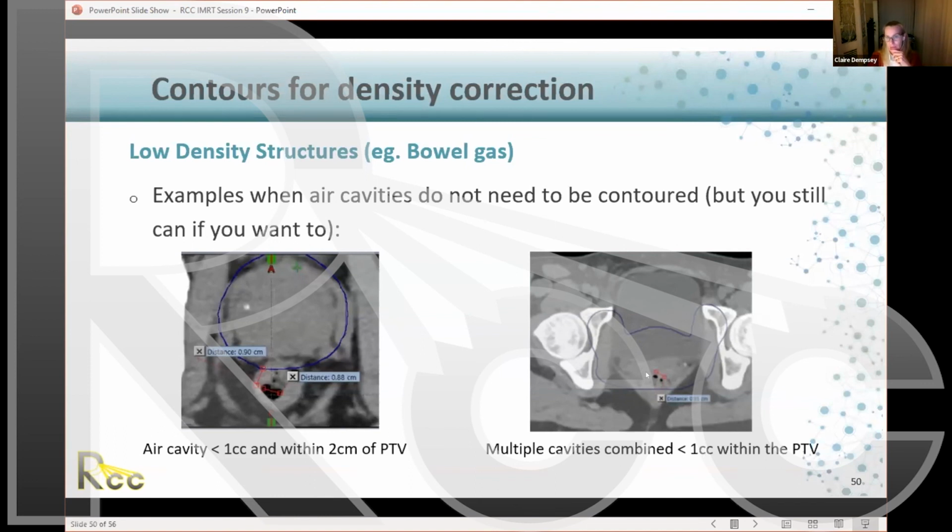Here again, we have 2 really small air cavities that are less than 1 cc in total. Even though they're sitting within the PTV, we consider them too small to be of clinical impact on our PTV dose distribution. So that's just a couple of examples of other contours that you might be putting in your plan, and they're not necessarily used for optimization, but you're just using them to improve the dose calculation accuracy in your patient.